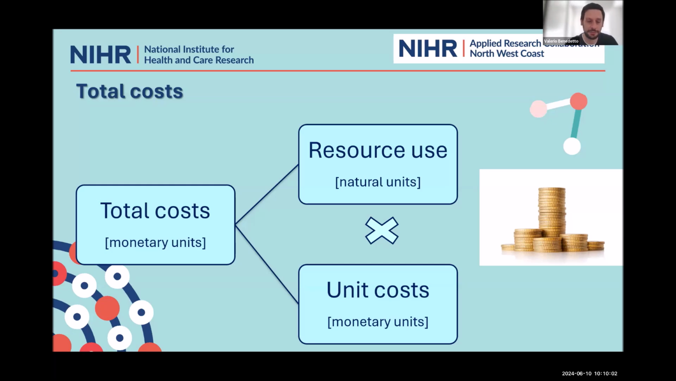And for dinner, you have to set up the table, you need cutlery, plates, and so on. Resource use is the number of plates you need. It's the number of forks you need, the number of spoons, okay? Just the number. So we're not talking about money yet. So you might need, I don't know, 6 forks, 6 spoons, and so on.